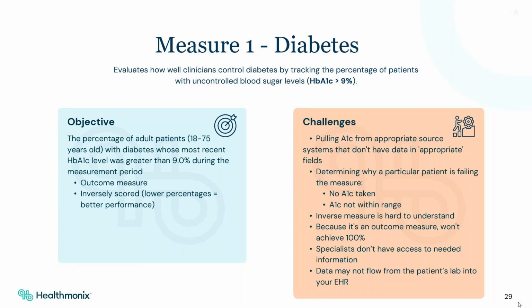Specialists don't have access to the needed information, so if the patients only saw one of your specialists, maybe they don't have results of their A1Cs. And as I stated earlier, the data may not flow from the patient's lab into your EHR.